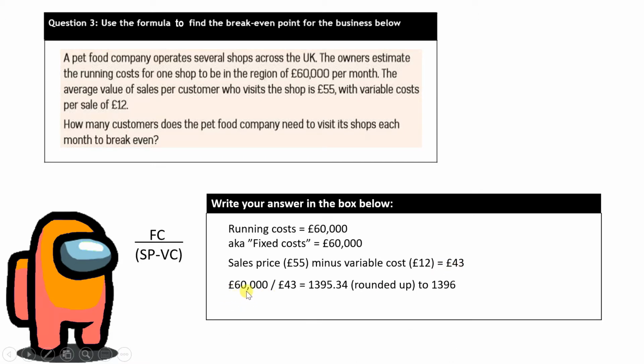So now we want to take the £60,000 and divide £43 into it. That gives us the answer 1,395.34. Now we're talking about customers, so we can't have 0.34 of a customer, so we round it up to 1,396. Now remember, you don't round up the number unless the exam question tells you. You always put the decimal place in. So the final answer is 1,396 customers need to visit the pet shop per month to break even.